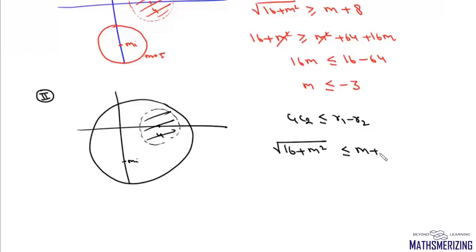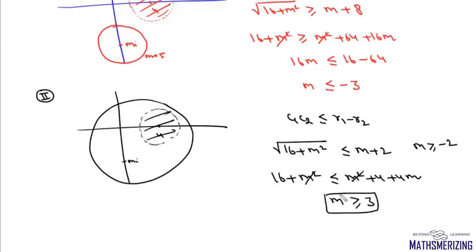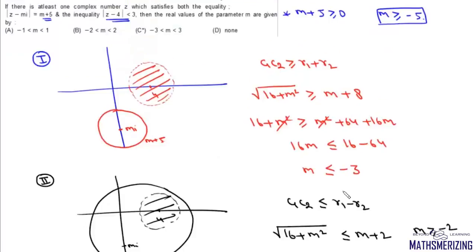So it will be m plus 2. Now for this, m should be greater than or equal to minus 2 and if we square it, we'll get 16 plus m square less than or equal to m square plus 4 plus 4m. Now this m square will cancel. So we'll get m should be greater than or equal to 3. So condition is m is greater than or equal to 3. So these two circles won't have any solution if m is either less than or equal to minus 3 or m is greater than or equal to 3.